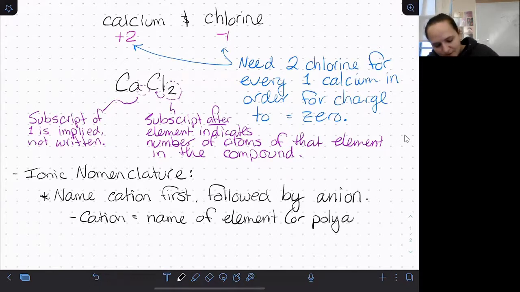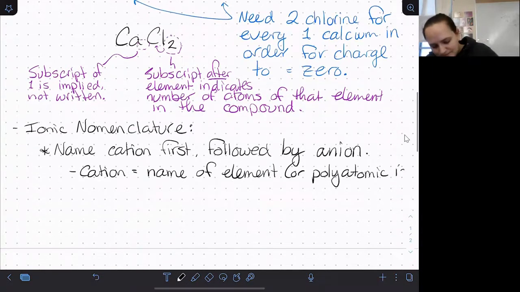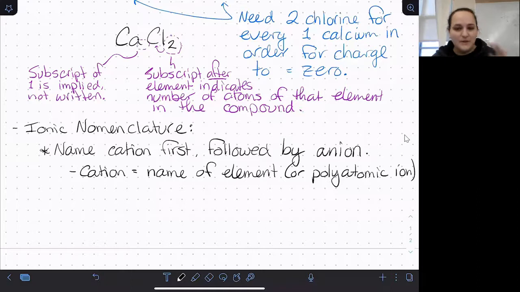There's also something known as polyatomic ions, which we will talk about in a future video. I think the next one, but a future video. But more on that coming soon. So it's the name of the element or the polyatomic ions, which are just, this is what it is and this is what it's called, sort of situation. There's not a lot of understanding to it.